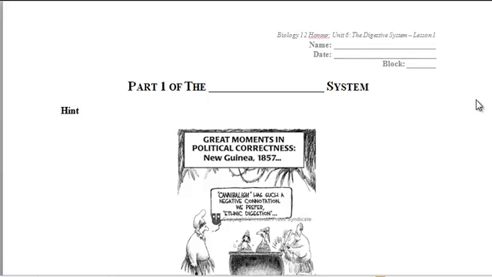Welcome to Unit 6, Lesson 1. Today we're going to be talking about Part 1 of the digestive system. By Part 1, we're going to focus on the upper portion today.